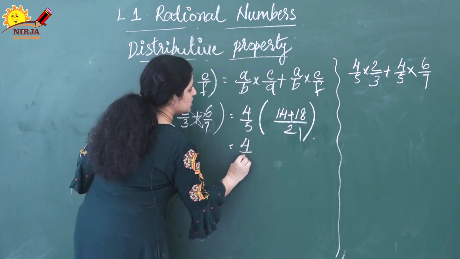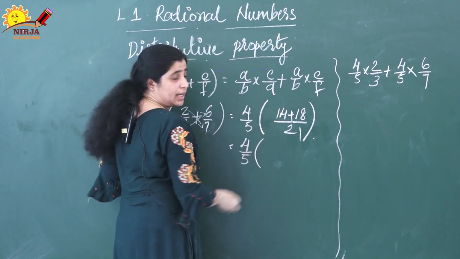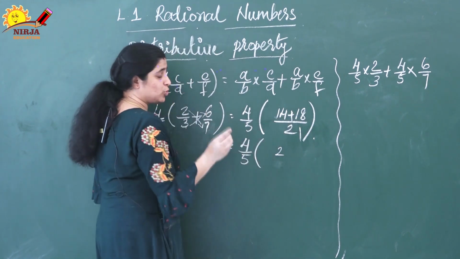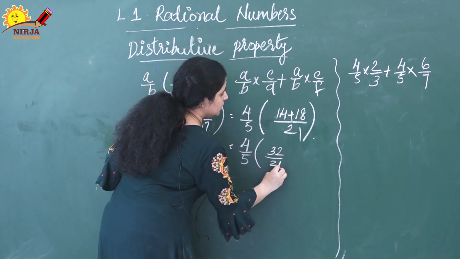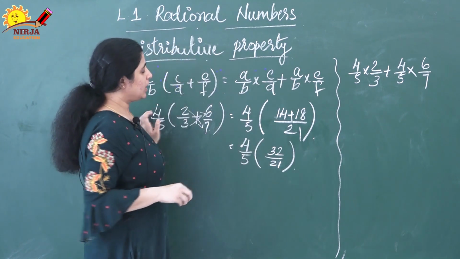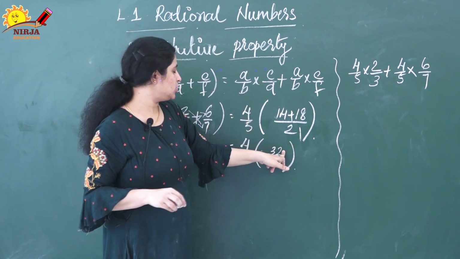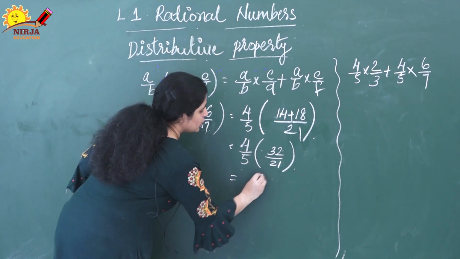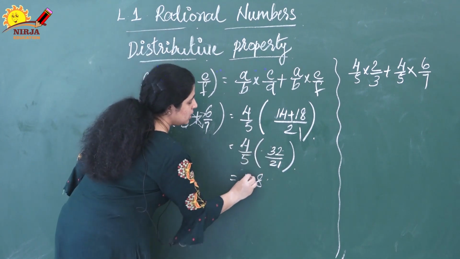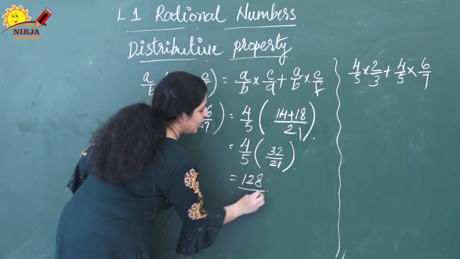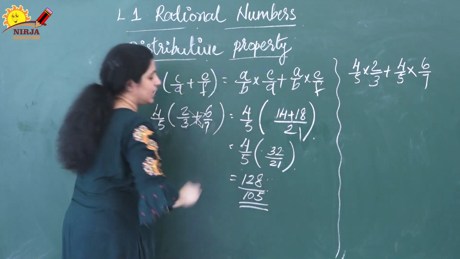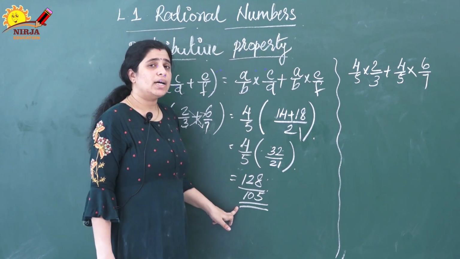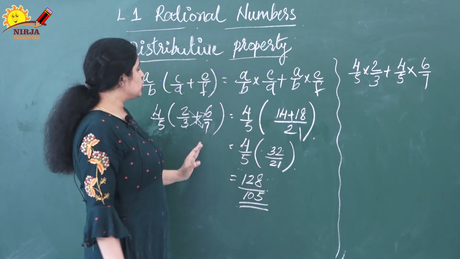Now we will add this, 14 plus 18. 4 plus 8, 12, carry 1, 1 plus 1, 2, 2 plus 1, 3. You are getting 32 by 21. So 4 multiplied by 32 and 5 multiplied by 21 you have to do now. 2 4s are 8 and 3 4s are 12. Here 1 5 is 5, 2 5s are 10. Now you are getting the answer as 128 by 105. This is the answer for LHS.